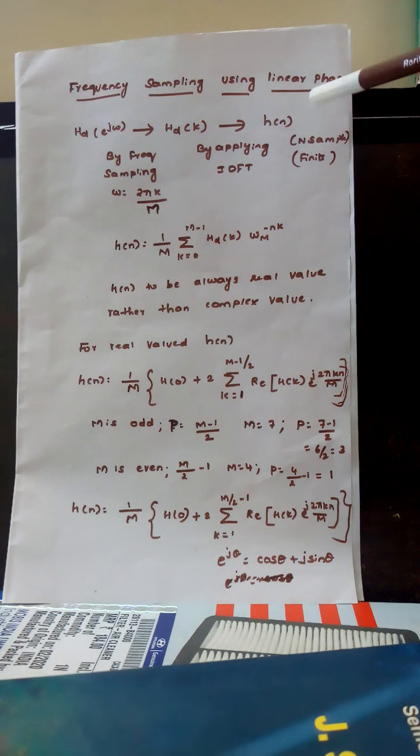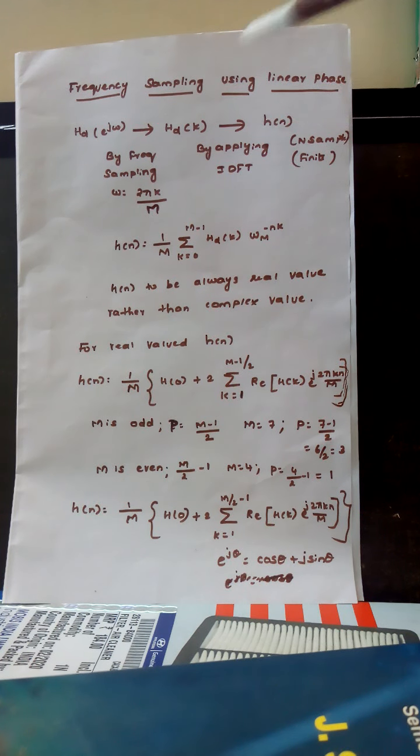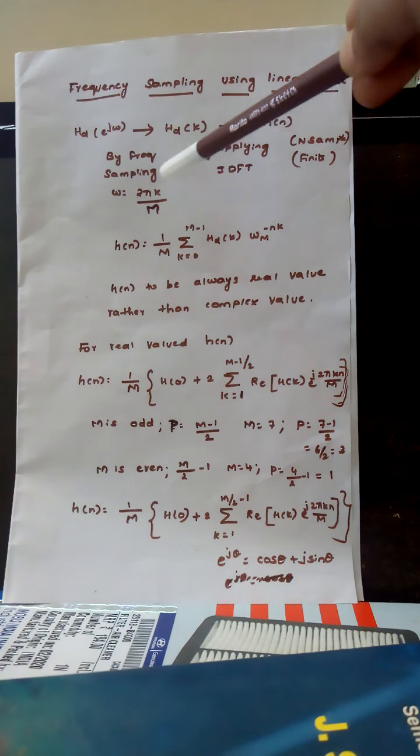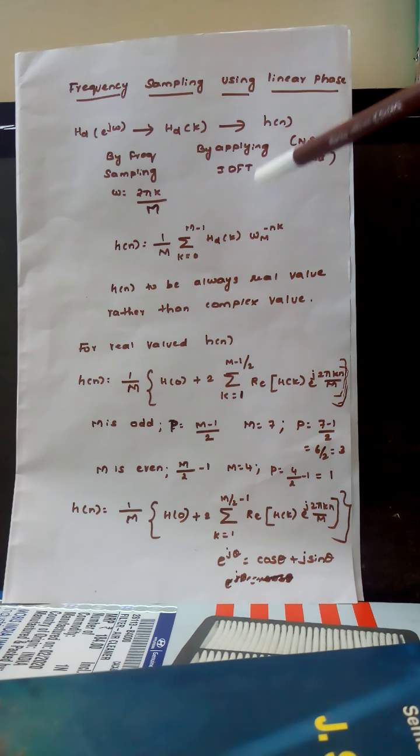We'll get h of n. So the h of n will have N number of samples, but the samples will be finite. So this is the procedure to find the frequency sampling using linear phase. So they will give the desired frequency that is sampled at omega equal to 2 pi k by M samples. So we'll get H_d of k, that is given to the inverse discrete Fourier transform. We'll get h of n.